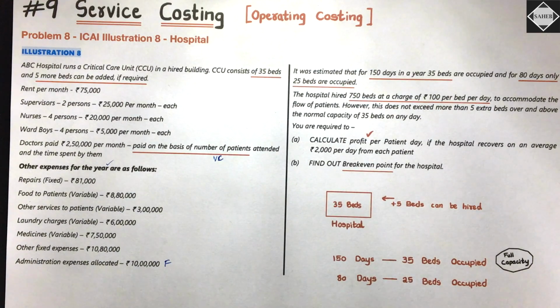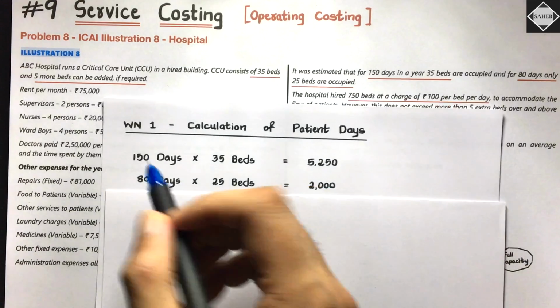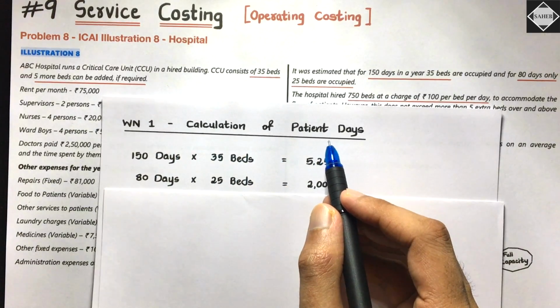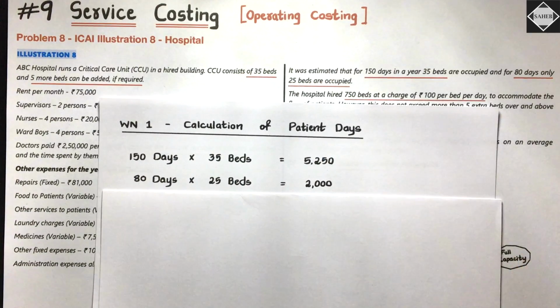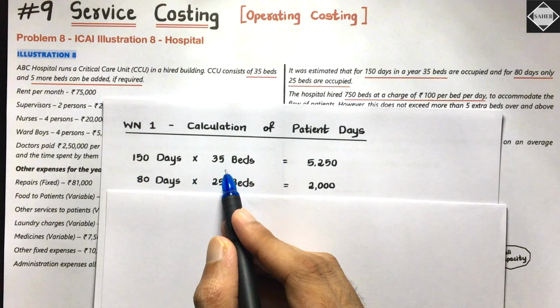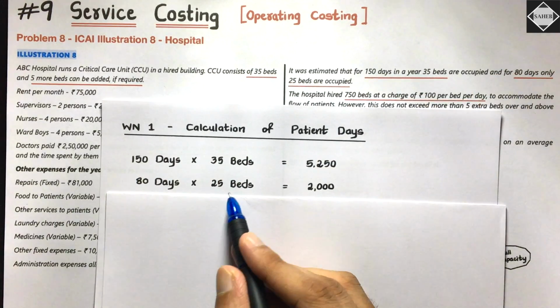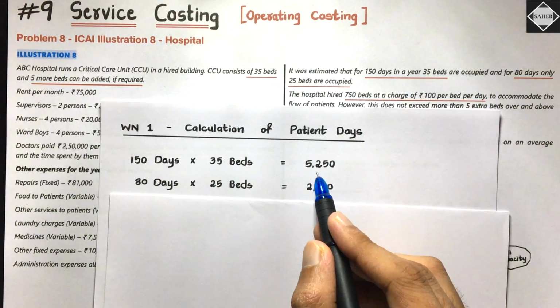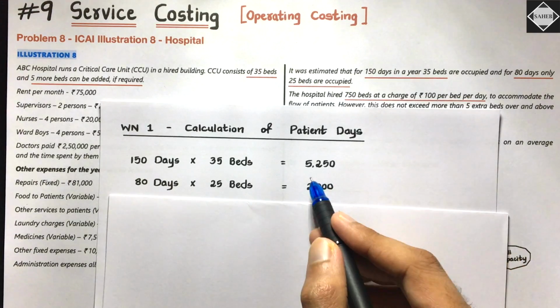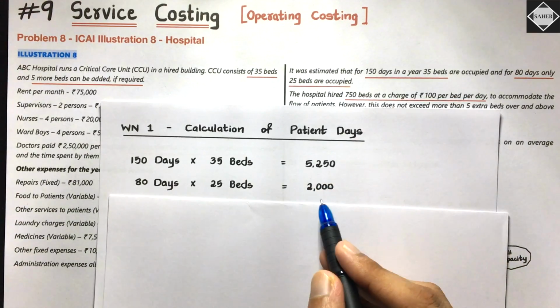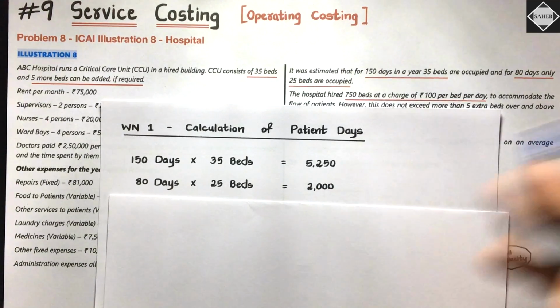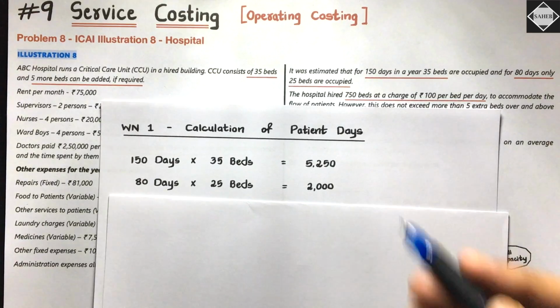Now let's just calculate this denominator and then you will be completely clear regarding this. See here. What you will do. Already in the question they have told you. See. Working note number 1. Calculation of patient days. We always need denominator. Now we are calculating the denominator. 150 days into 35 beds we did. 80 days into 25 beds we did. So that's 5250 bed days. And then on 80 days, it's 2000 bed days or patient days. It's same thing.